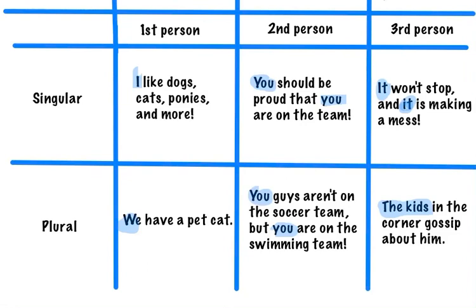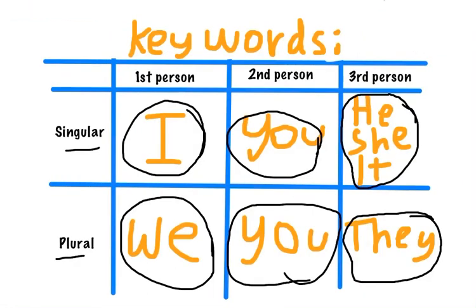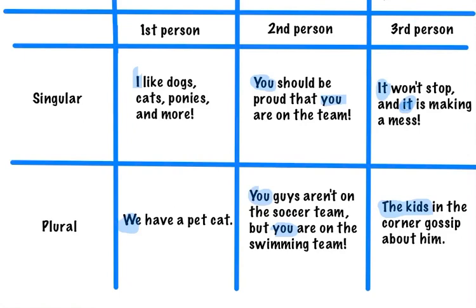Let's do third person now. It won't stop and it is making a mess. And here in the third person, I said that you should use he, she, or it. And it comes here in our box of words. I don't know what to call it though. But you could also use he or she there. Like instead of it, you could put she. So you could say she won't stop and she is making a mess. That still makes sense, right? In my opinion, it makes more sense, but any 3 of those would make sense completely.